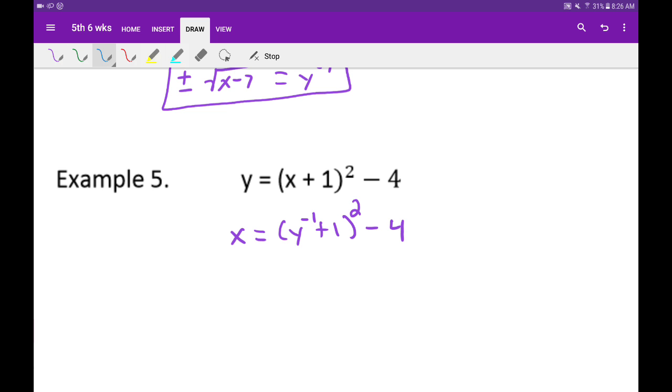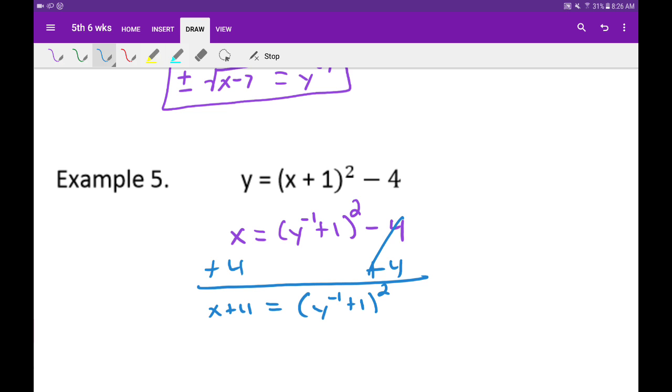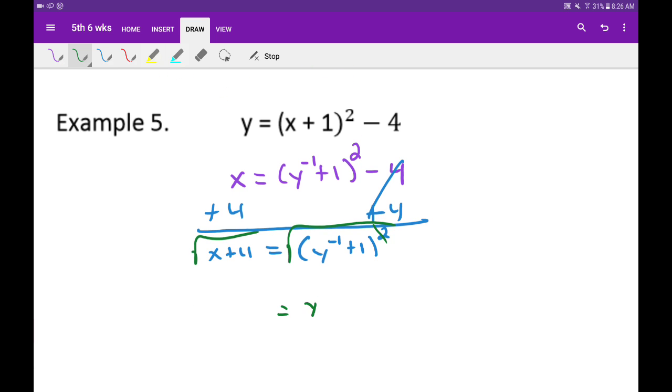All right, so let's go ahead and solve this. I'm going to add 4 to both sides to get rid of that 4. So I have x plus 4 equals y inverse plus 1 squared. Square root both sides, which gets rid of that 2. So now I have y inverse plus 1 equals plus or minus the square root of x plus 4.